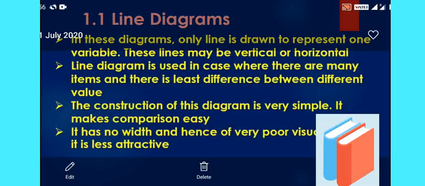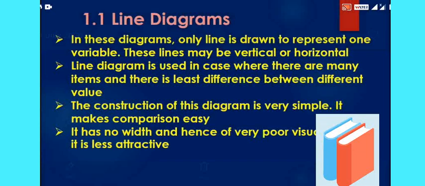In one-dimensional diagrams, the first one is the line diagram. So what is a line diagram? In this diagram, only a line is drawn to represent one variable. One thing you remember: one dimension, only one variable. For one variable you draw the line diagram. There are two ways we can draw the line: vertical and horizontal. But in the exam and in your classwork graph, you do vertical only, because vertical gives you a perfect view.